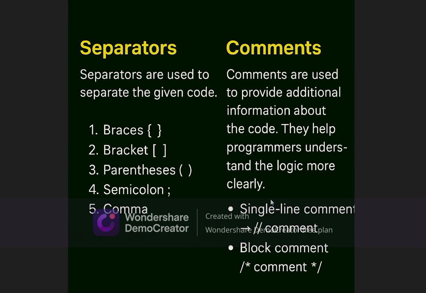In comments, we have two types. One is single line comment, and that will be indicated by this symbol, and block comment or multi-line comment. We'll write block comment or multi-line comment in this format. That's all about the token.